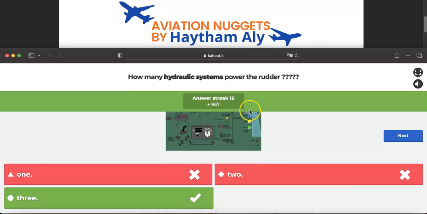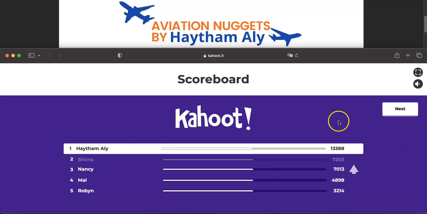This is the rudder trim panel. From here there is a selector to trim the rudder from the 0 position. We still have plus or minus 20 degrees, left or right. And from here you can reset the rudder again to the 0 position. Okay, everybody. So how many hydraulic systems power the rudder? There are 3. Three hydraulic systems. Okay, everybody, let's proceed. Next question.